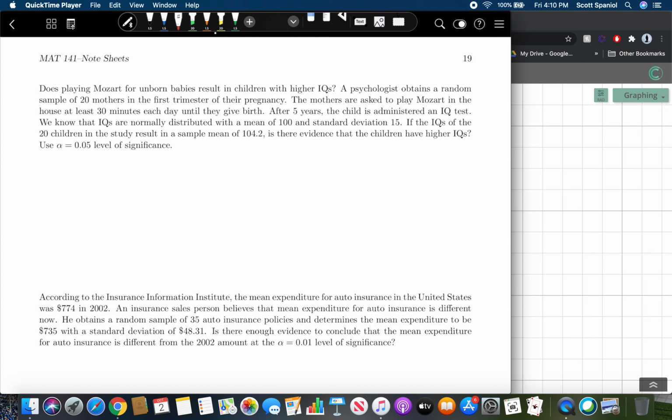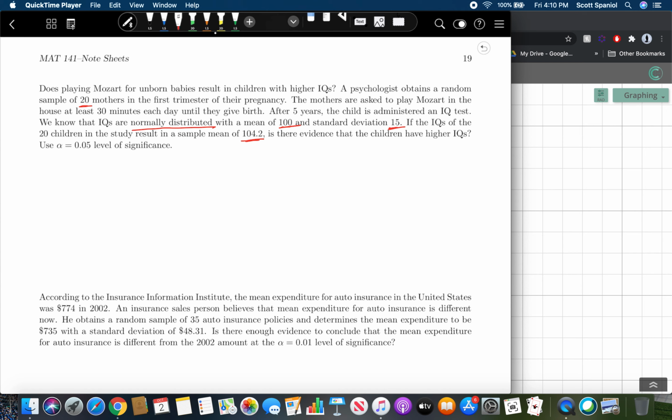So does playing Mozart for unborn babies result in children with higher IQs? A psychologist obtains a random sample of 20 mothers in the first trimester of their pregnancy. The mothers are asked to play Mozart in the house at least 30 minutes each day until they give birth. After 5 years, the child is administered an IQ test. We know that IQs are normally distributed with a mean of 100 and a standard deviation of 15. If the IQs of the 20 children in the study result in a sample mean of 104.2, is there evidence that the children have higher IQs?